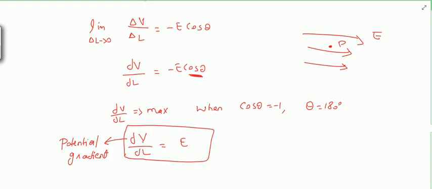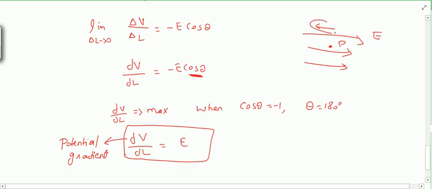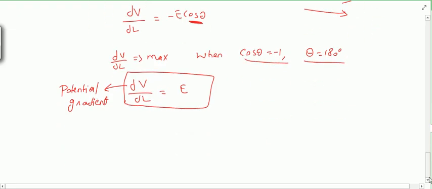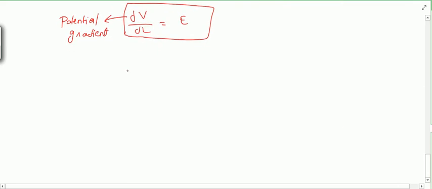Now you see that the maximum dV by dl will be achieved if the increasing potential is in the opposite direction, that is, in the opposite direction of E. If you go in the opposite direction of E, then it will be possible to have dV by dl maximum, because I have taken this as 180 degrees. So E can be written in vector form as minus dV by dl, because it will be maximum when we are moving in the opposite direction.